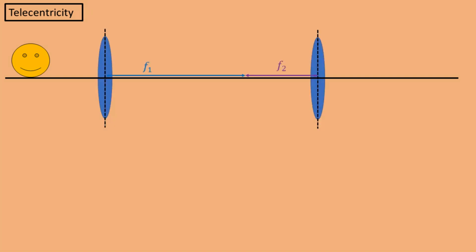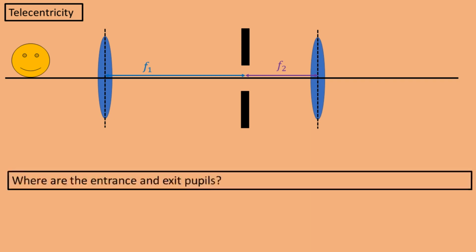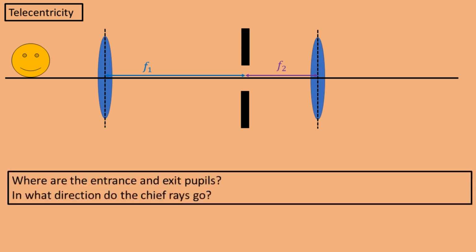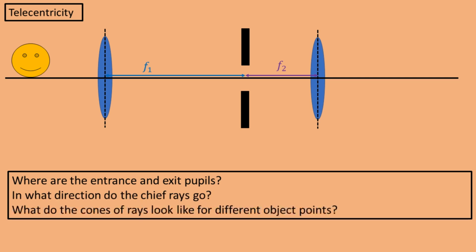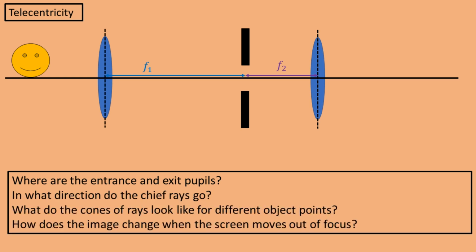Let's see if we can now use the concepts of entrance pupils, exit pupils, chief rays and marginal rays to analyze a special kind of optical system, a system that is telecentric. So suppose we have two lenses, whose back focal point and front focal point coincide. The aperture stop is placed at this point. We can now ask the following questions. Where are the entrance and exit pupils? In what direction do the chief rays go? What do the cones of rays look like for different object points? How does the image change when the detector moves out of focus?